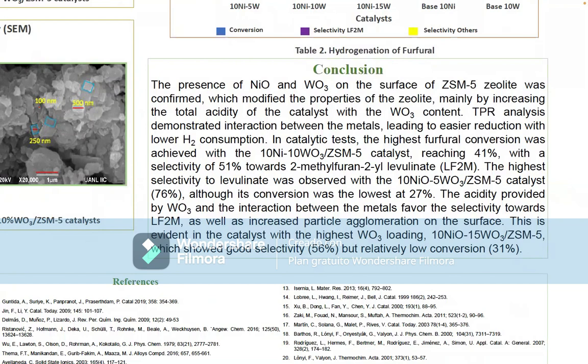The acidity provided by WO3 and the interaction between metals favor the selectivity towards FMP, and this is evident in the catalyst with the highest WO3 loading, 10NiO-15WO3/ZSM5, which showed good selectivity, 56%, but relatively low conversion, 31%.